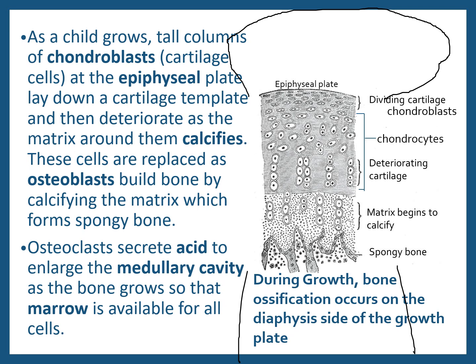Then osteoclasts come in and secrete an acid to enlarge the marrow cavity, or medullary cavity, as the bone grows. If it was completely filled with bone, that bone would get really dense and heavy. So we have to keep the ratio of the cavity the same, and we start hollowing that out. So the bone will continue to grow in length. This ossification is going to occur on the diaphysis side of the growth plate.